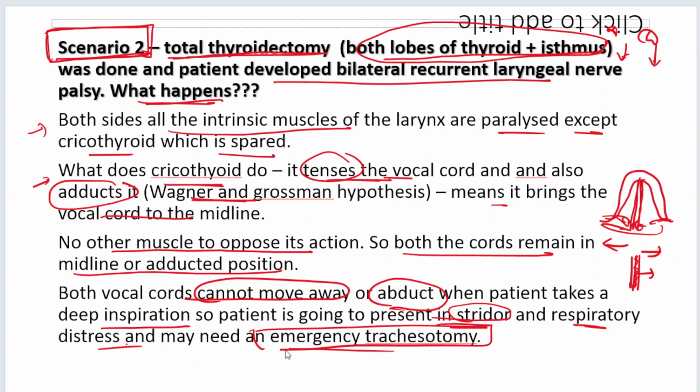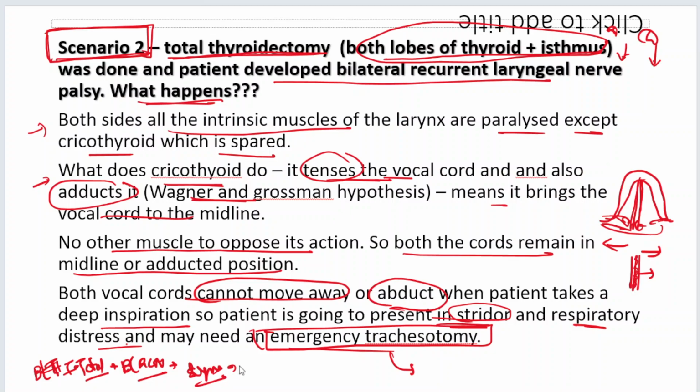So this is the only combination of palsies which we are scared of, which can lead the patient to tracheostomy or even sudden death if we don't act fast. So most of the cases the presentation will be like this. Patient has undergone total thyroidectomy. He has developed bilateral recurrent laryngeal nerve palsy. On the table, if you don't see it, the patient will be fine because the patient is lying down post-op.